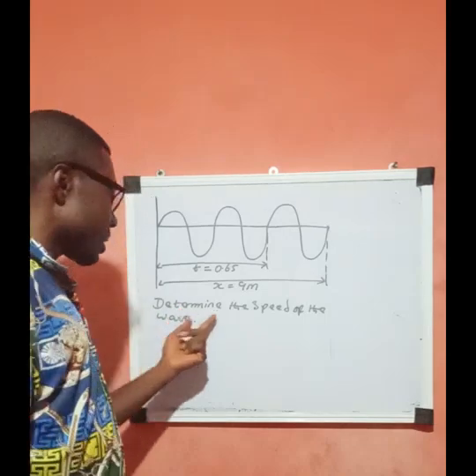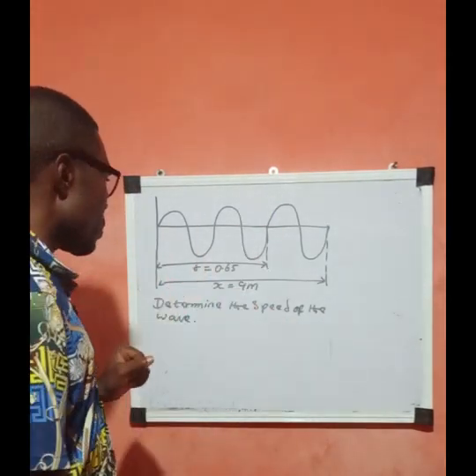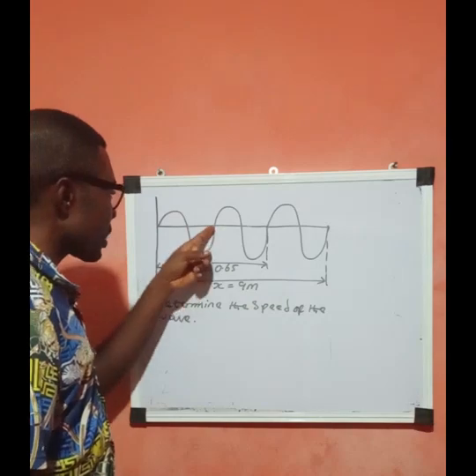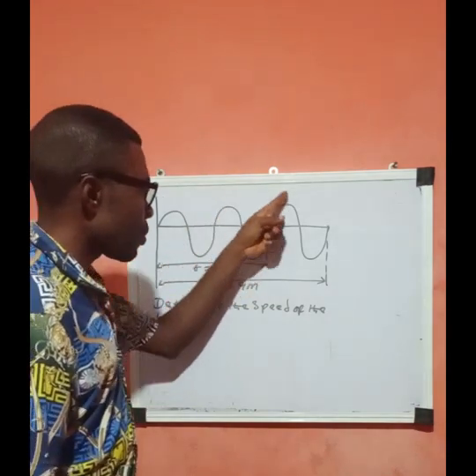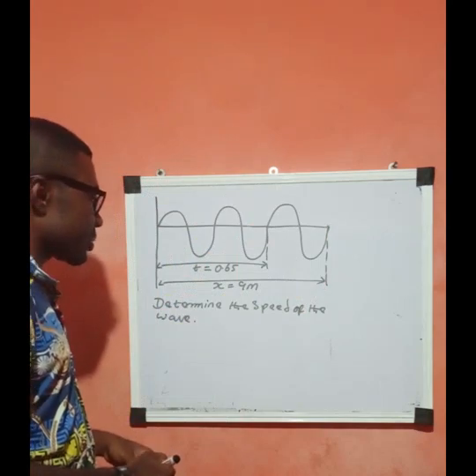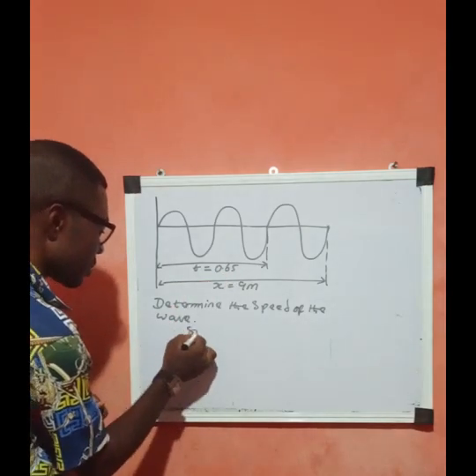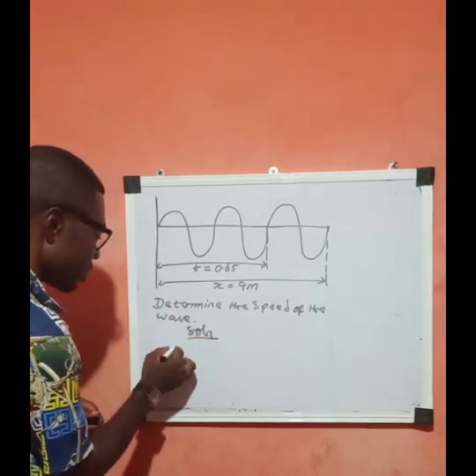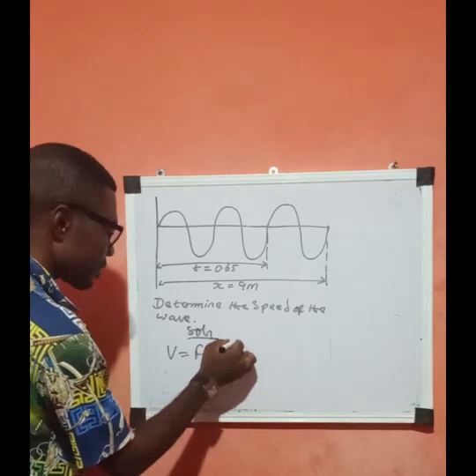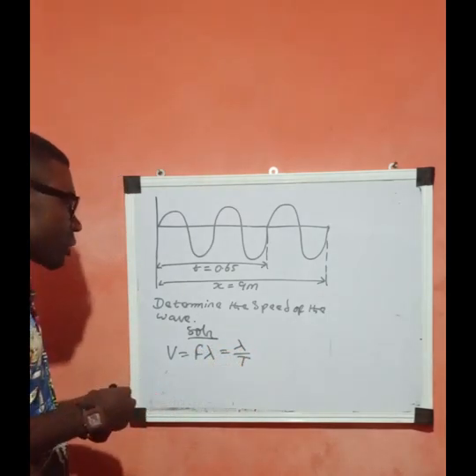Here we are asked to determine the speed of the wave from this wave graph. You can see that we have 1, 2, 3 cycles or 3 complete wavelengths. This time, to determine the speed, the solution is v equals f lambda, or you can see it is lambda over period, whichever one can solve it.